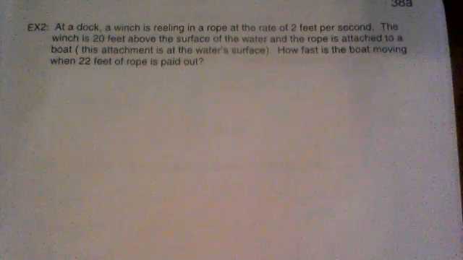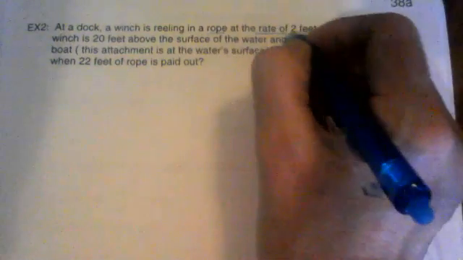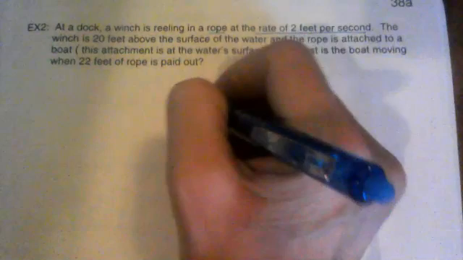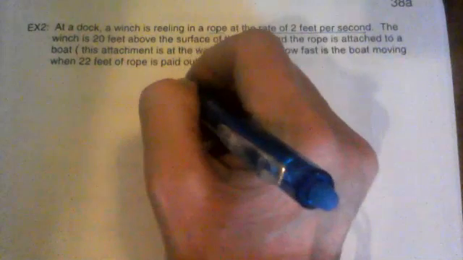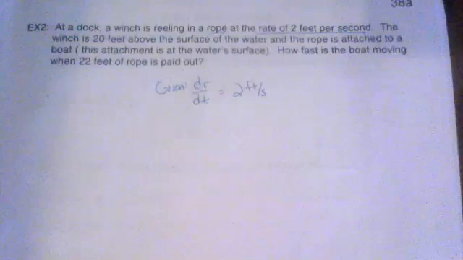In this next example, it says that at a dock, a winch is reeling in a rope at the rate of 2 feet per second. So they're giving us a rate here. The rope is a rate of 2 feet per second. So we'll call that dr dt is given, and it's 2 feet per second.